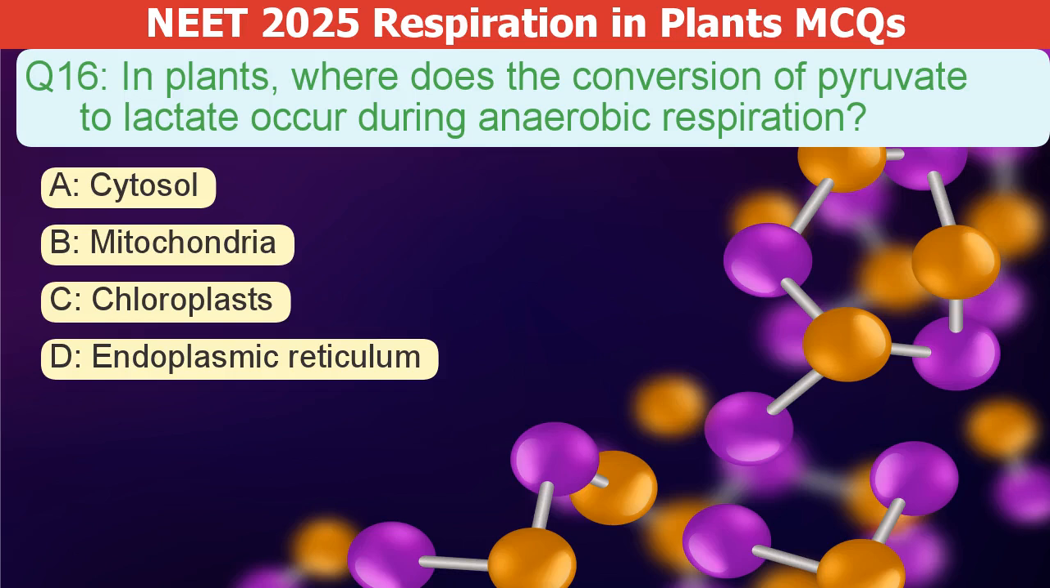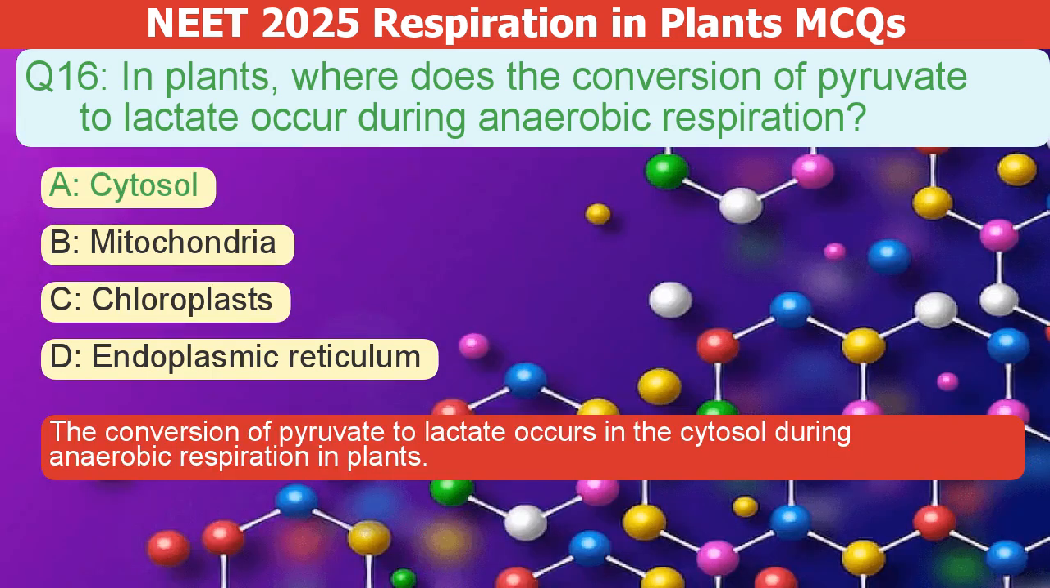In plants, during anaerobic respiration, where is pyruvate converted to lactate? A. Cytosol. B. Mitochondria. C. Chloroplasts. D. Endoplasmic reticulum. The correct answer is A. The conversion of pyruvate to lactate occurs in the cytosol during anaerobic respiration in plants.